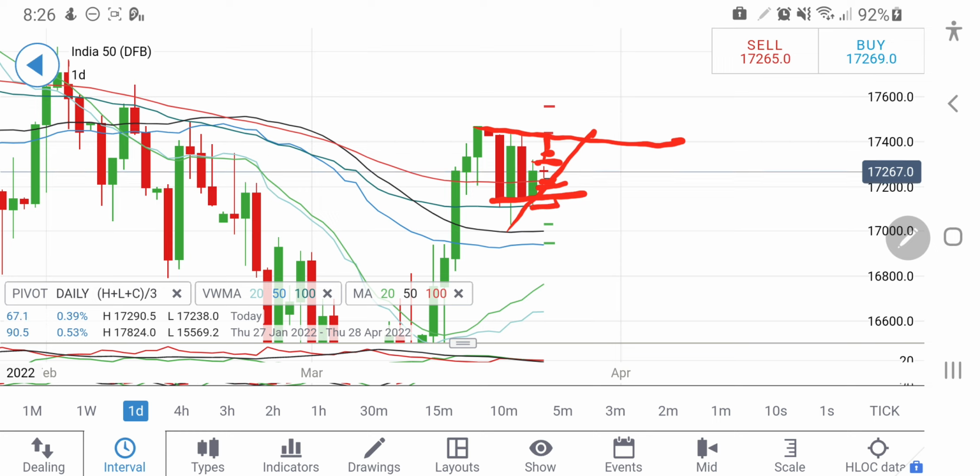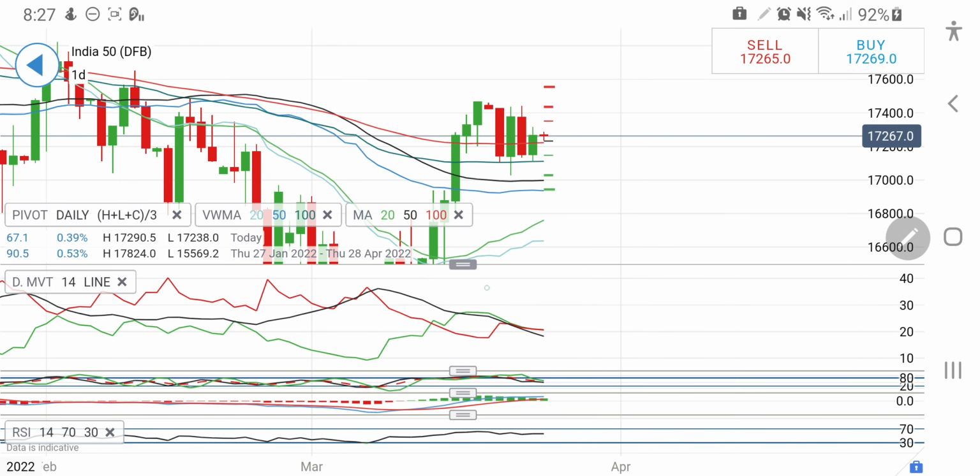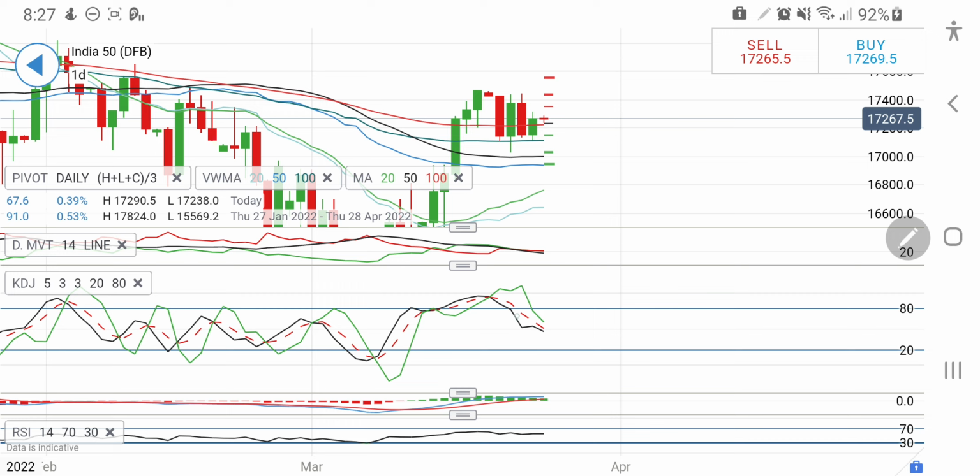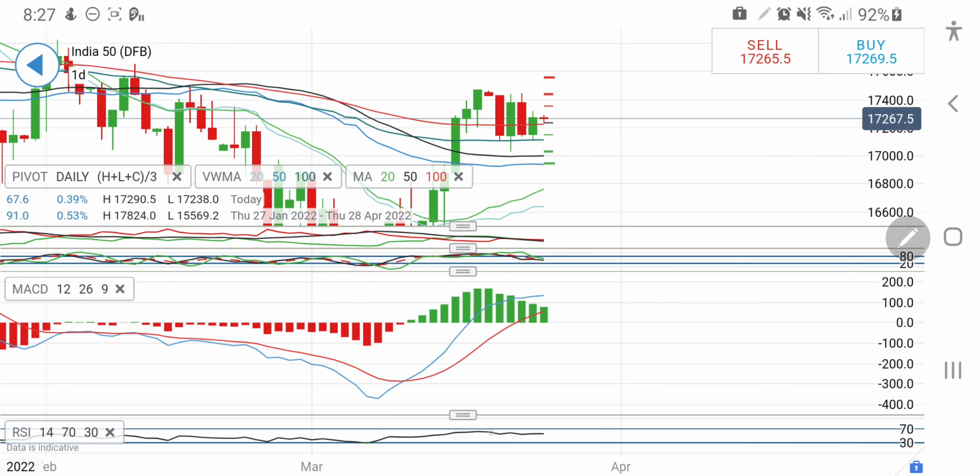After that, 17150, 17100, and if it breaks 17100, it is going to break strongly on the downside towards 17000 levels. Now look at this, the stochastic is comfortable there. It has come down to almost neither overbought nor oversold zone, and it can decide the direction it may try to choose. And MACD is still converging and it is still on the buy side.